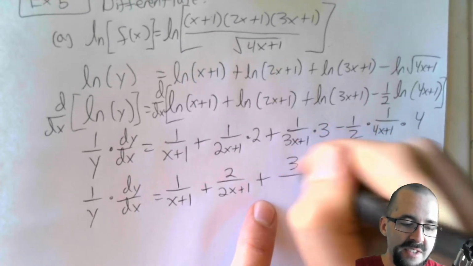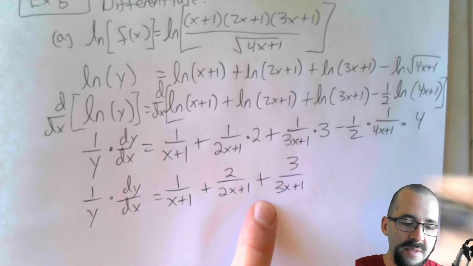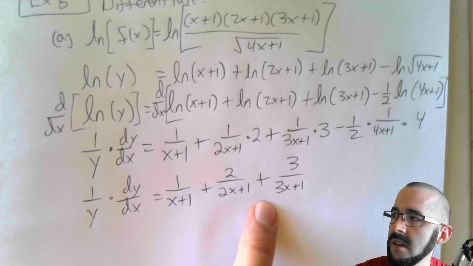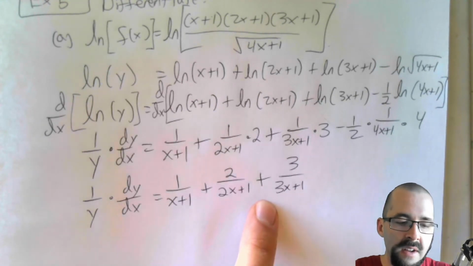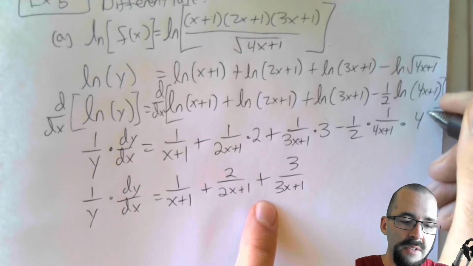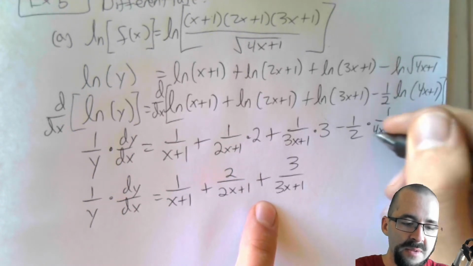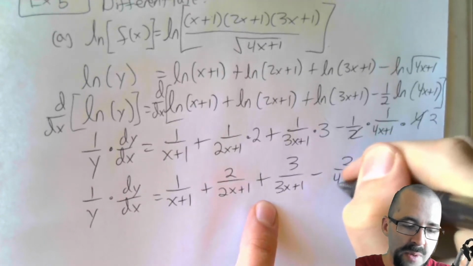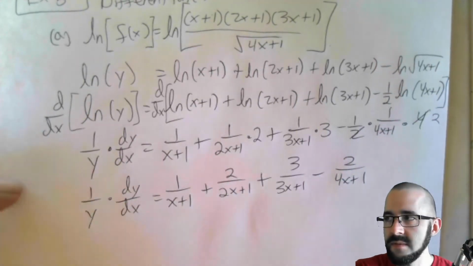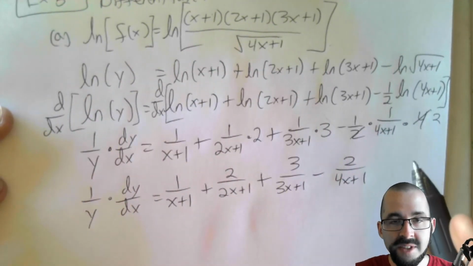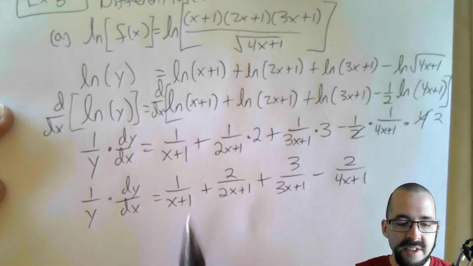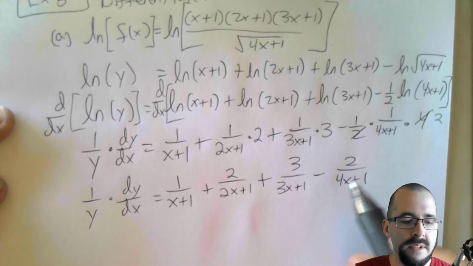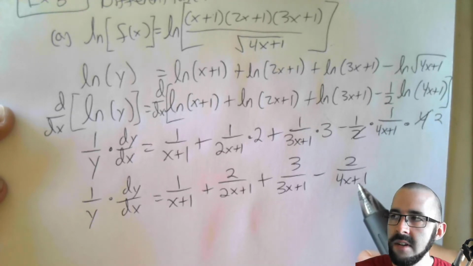So this one simplifies to 3 over 3x plus 1. This one, we have 4 divided by 2. So that's just going to be 4 divided by 2, right? That cancels. This becomes a 2. We're going to be left with minus 2 over 4x plus 1. We're almost done. The right-hand side is fully simplified. We could combine the fractions, but this is a pretty good way to have it.